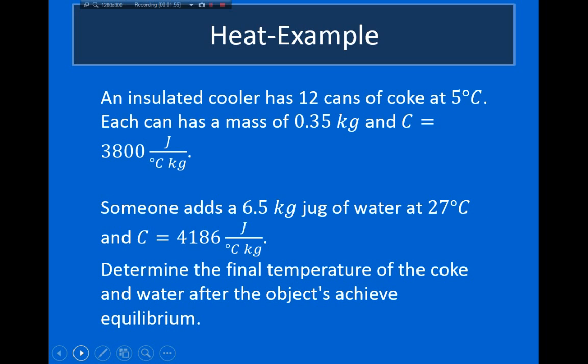This example says an insulated cooler has 12 cans of Coke that are at 5 degrees Celsius. Each can has a mass of 0.35 kilograms and a specific heat of 3,800 joules per kilogram degrees Celsius. Someone adds a 6.5 kilogram jug of water that is initially at a temperature of 27 degrees Celsius and has a specific heat of 4,186 joules per kilogram degrees Celsius. The question asks us to determine the final temperature of the Coke and water after these objects achieve thermodynamic equilibrium. So let's start by writing the known and unknown variables.